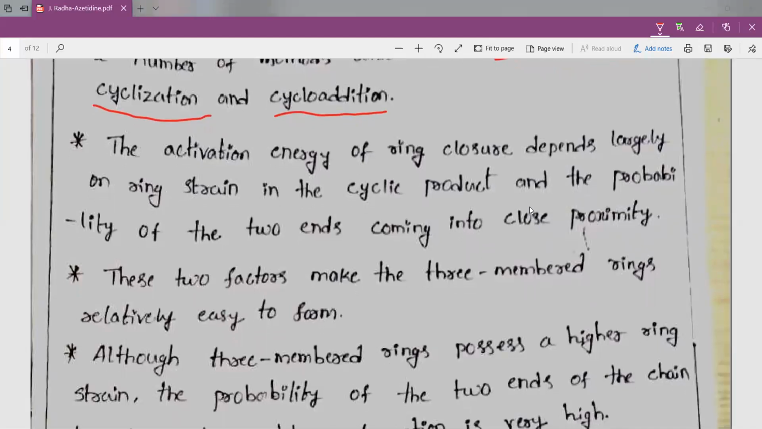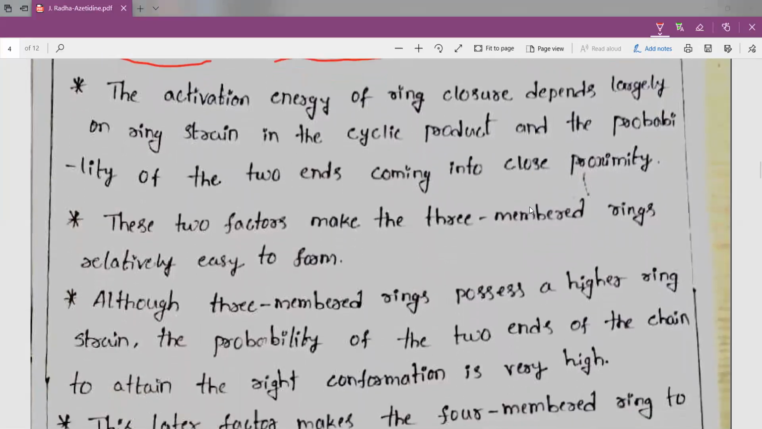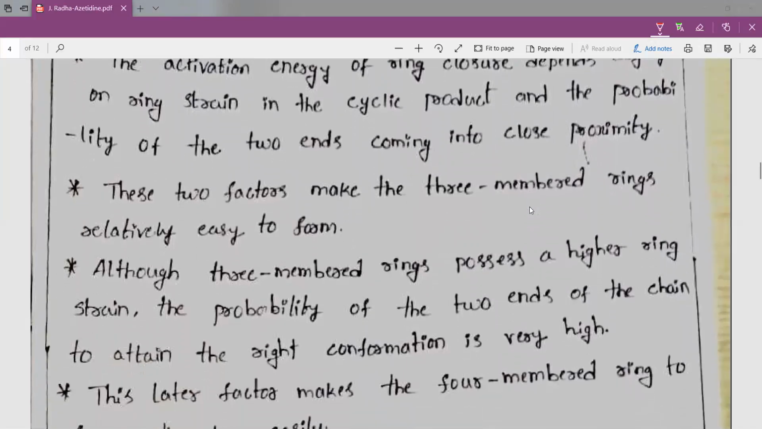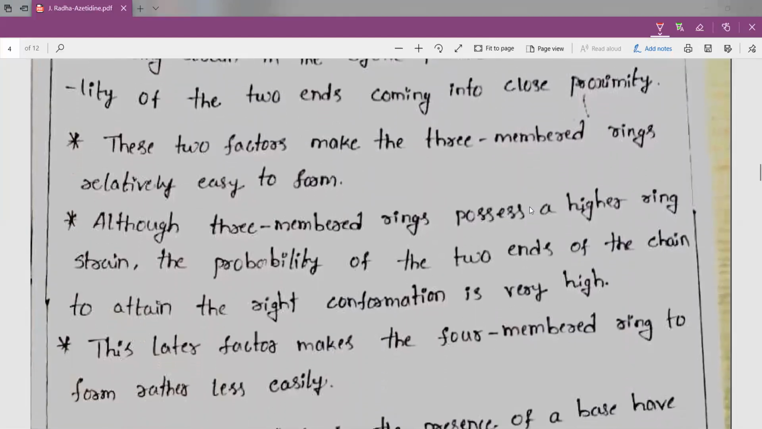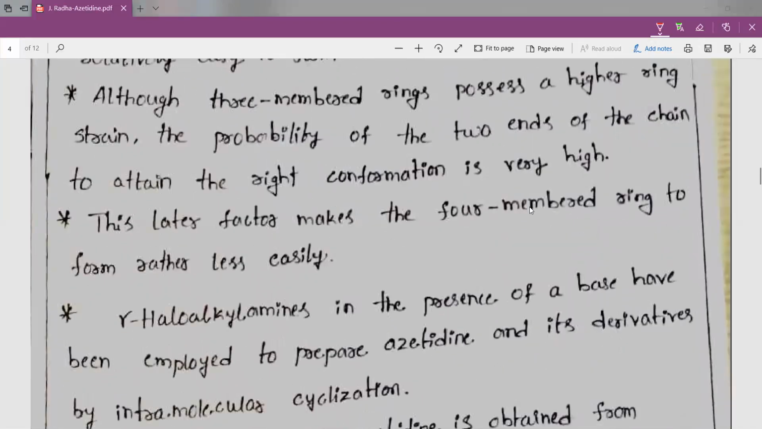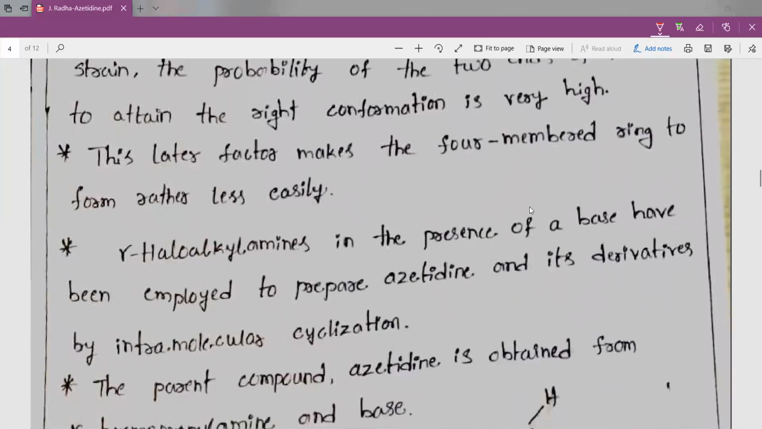However, these four-membered rings are somewhat difficult to form compared to the three-membered ring systems, because the two ends are not in close proximity. So therefore, formation of these rings is somewhat difficult compared with the corresponding three-membered ring systems.